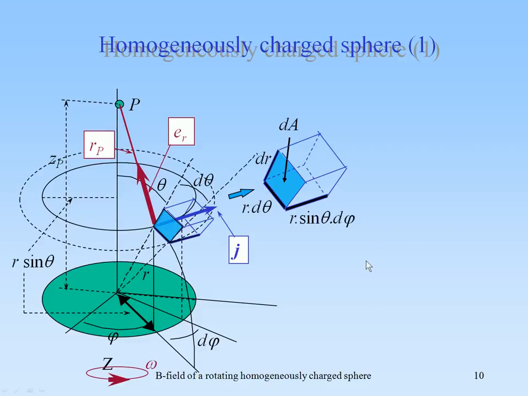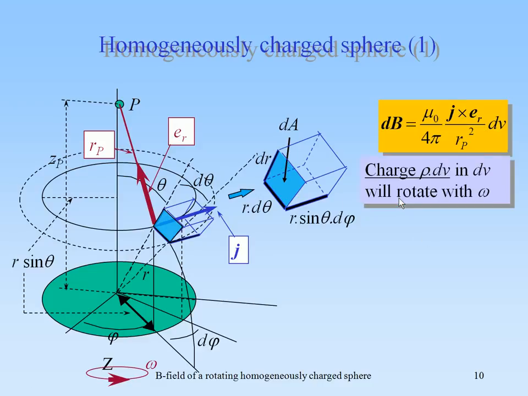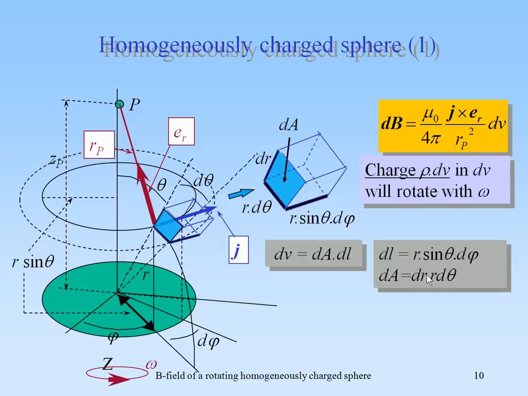Here is the situation again. Here we have dA. The current is going through that volume element, and here we have the current density through that volume element dV. Through surface dA, the charge rho dV in dV will rotate with omega radians per second. dV is dA times dl, where dl is given by r sin theta d phi, and dA is dr times r d theta. We need expressions for J, ER and Rp.